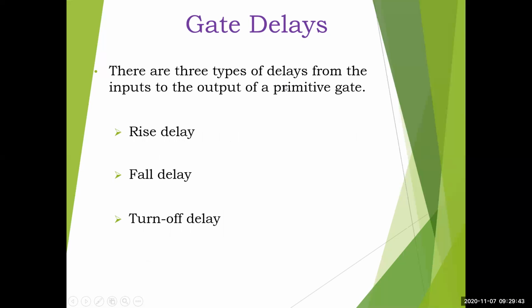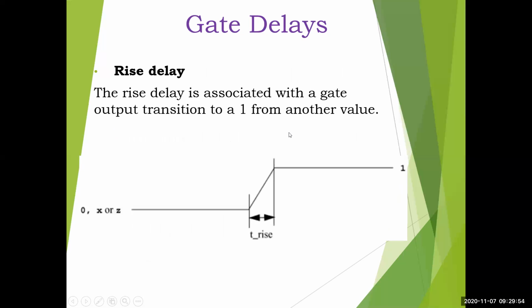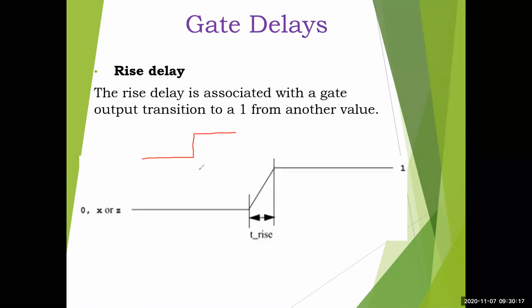So there are three types of delays from the inputs to the output of a primitive gate. The three delays are rise delay, fall delay and turn off delay. We'll look at each one of them. Rise delay is associated with a gate output transition to a 1 from another value. There are 4 values in Verilog HDL: 0, 1, x, z. And this is the gate transition. In the general case we will draw it straight, right? But it may not be straight, so it is having a delay here.